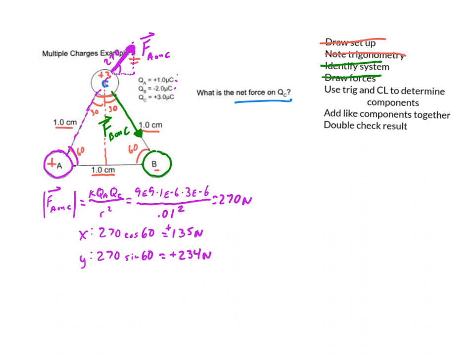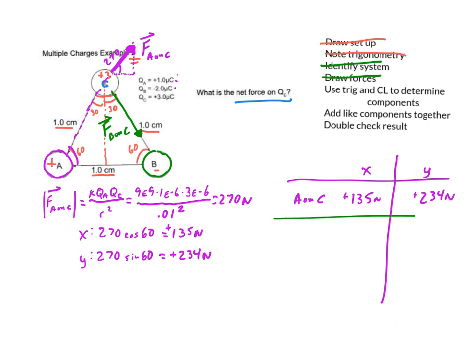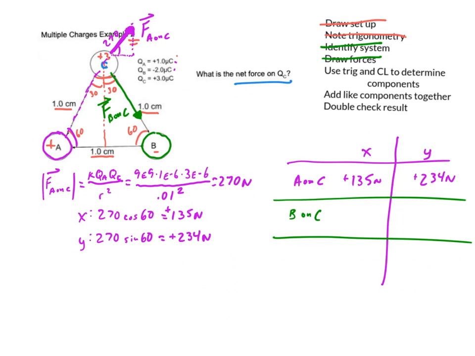Okay, so A on C is going to be 135 newtons in the x direction and positive 234 newtons in the y direction. Let's move on to Beyonce. Most powerful force in the music industry.